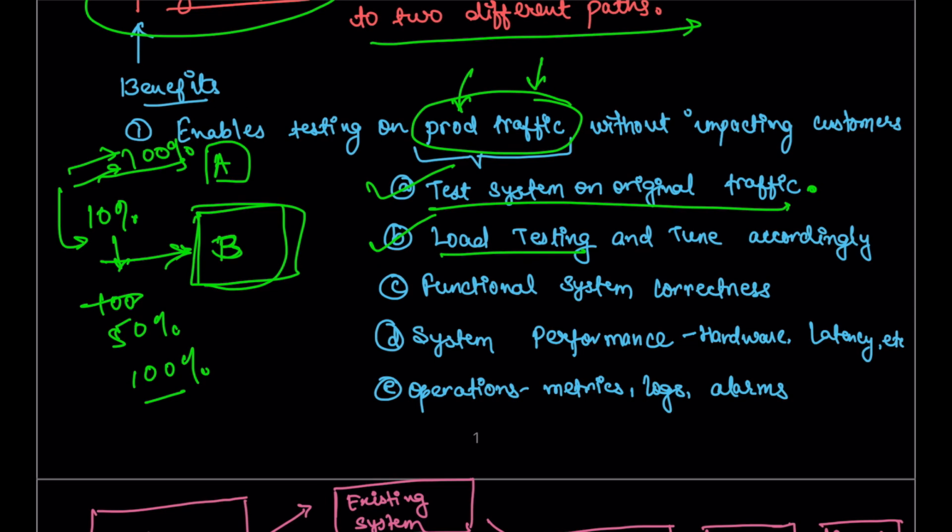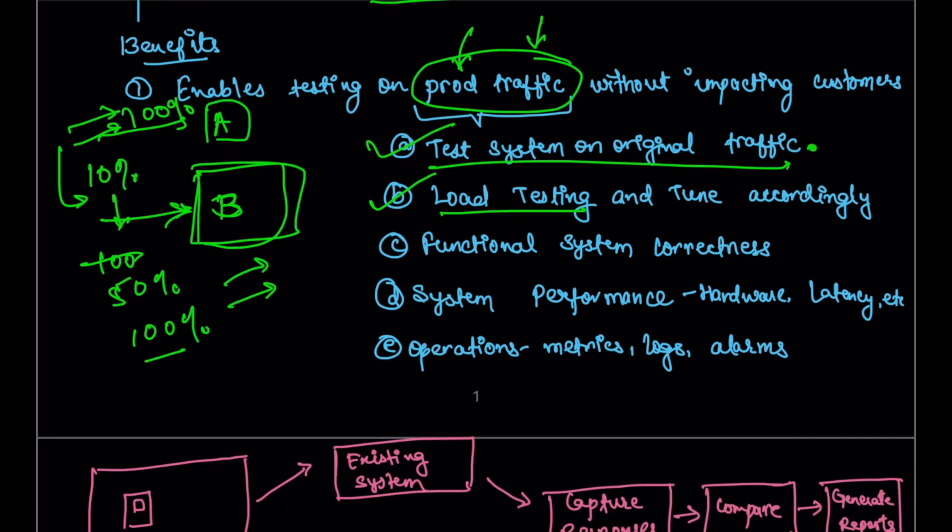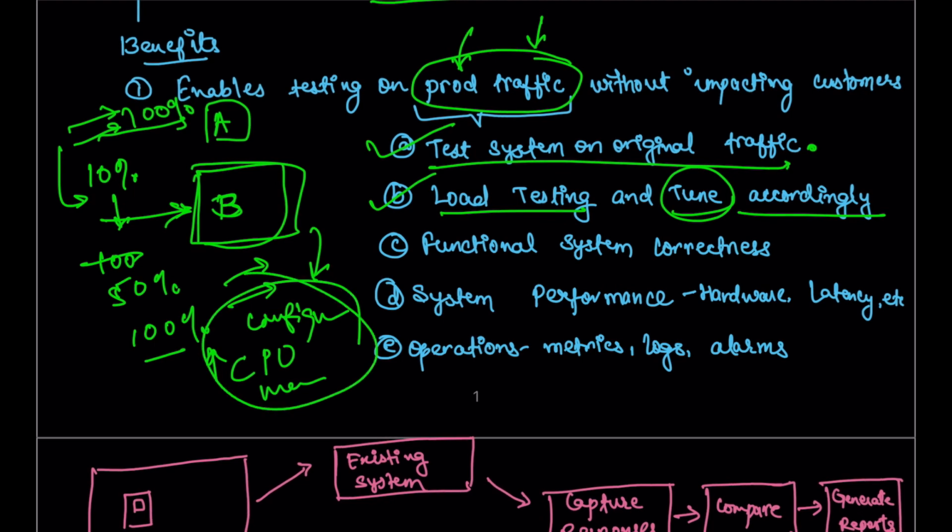Has it scaled well? Are you seeing any issues with the system? These kinds of things can be load tested, and then if there is any requirement, we can tune accordingly. If required, we need to change some configurations, right? Let's say there is some CPU contention, so you can increase the instance size, or there are some memory issues. Memory leaks, disk issues, anything related to hardware or software configurations, or any bugs in the software, you can figure out by testing with production traffic.